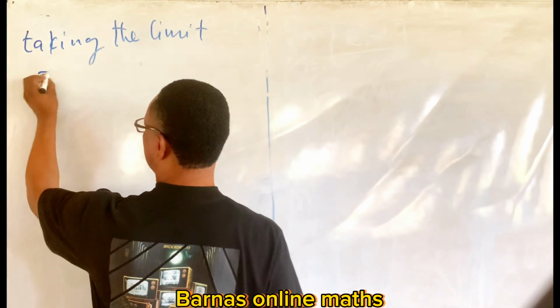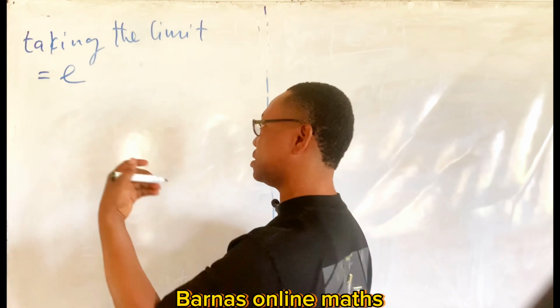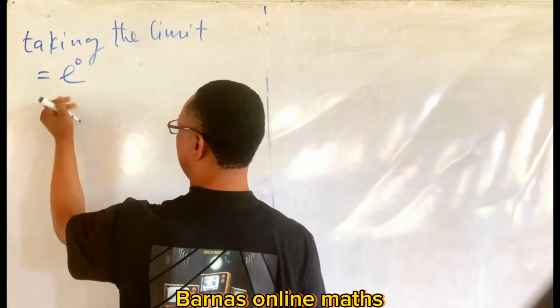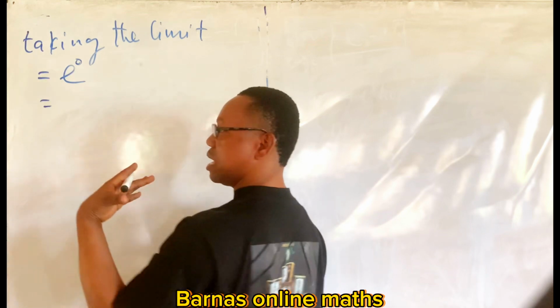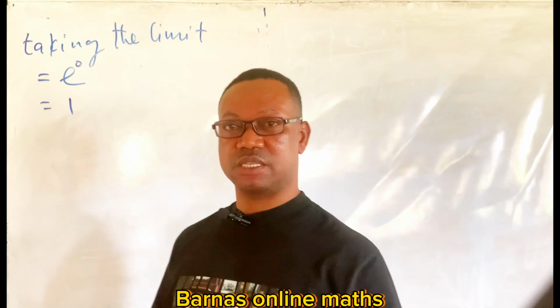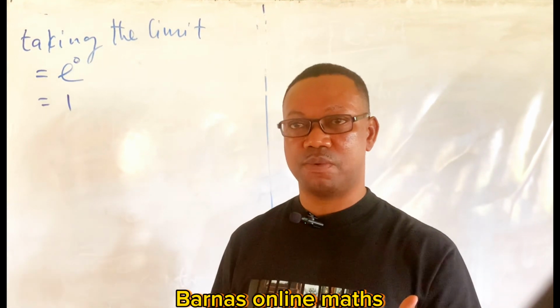we have that this becomes e to the power, since x approaches 0 means that wherever you see x, you put it to be 0, that becomes 0. Which is equal to e to the power 0, which automatically is 1. Because from the law of indices, anything that is raised to the power 0 will automatically be 1.